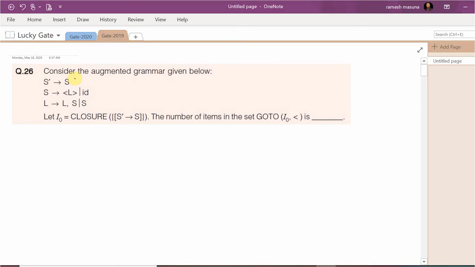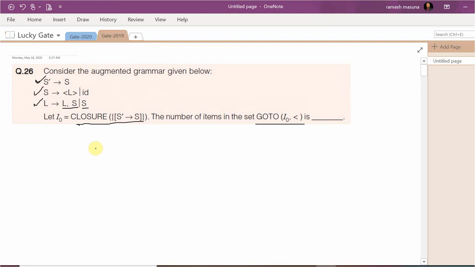It is a question in GATE 2019. Given three production rules with the augmented one, that is S' → S, S → (L) | id, and L → L, S | S. L → L, S will be treated as one production rule. Now the question is the number of items in goto of I0 comma '(' symbol, and in closure of S' → S.